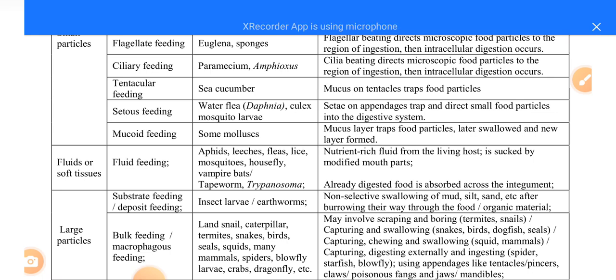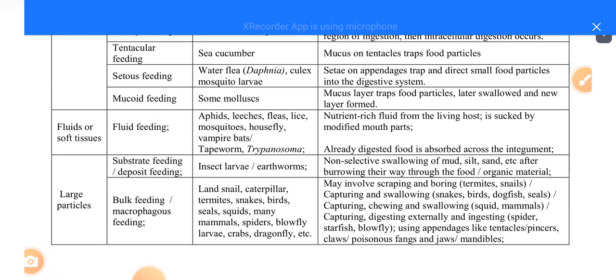We have the mucociliary feeding, another mechanism. Here we have some mollusks. I hope you know the mollusks. The mucus layer traps the food particles, which are later swallowed, and a new layer is formed. Those are some of the organisms and their descriptions which feed on smaller particles. We have seen several mechanisms.